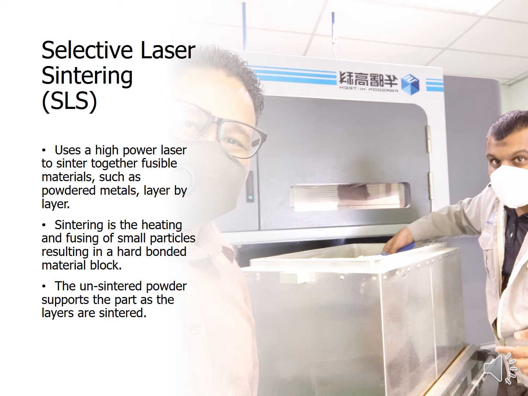Next is selective laser sintering, which we call SLS. We have this machine in our laboratory, in Factory 4. The advantage of this machine is that it uses a high-power laser to sinter together fusible material such as powdered metal, layer by layer. Sintering is heating and fusing small particles, resulting in a hard bonded material block. The unsintered powder supports the part as each layer is sintered. Here we have the SLS powder.